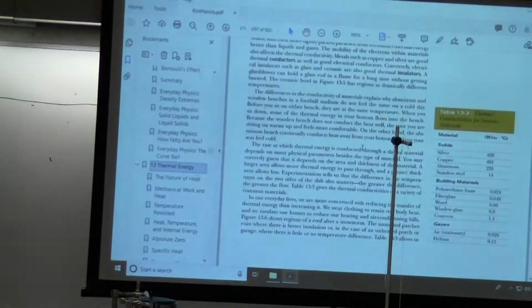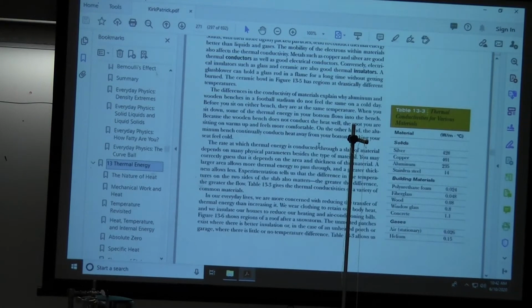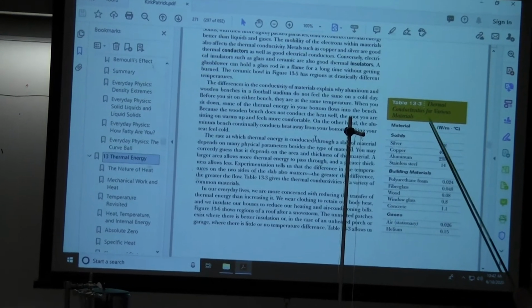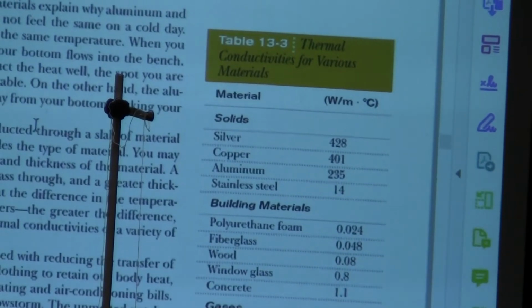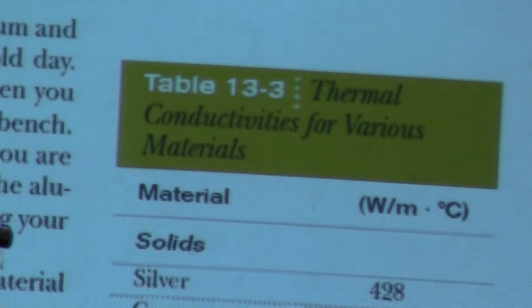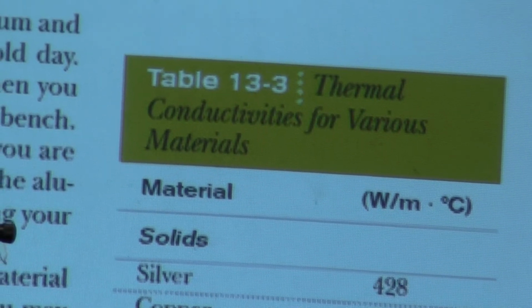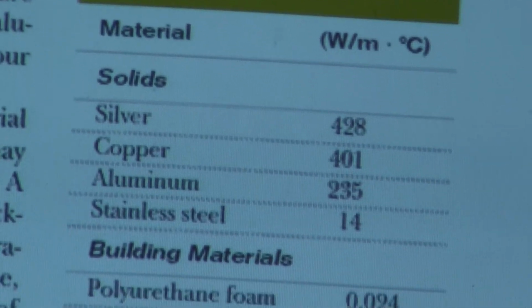And so I want to turn on your book here for a second and look again at chapter 13, and table 3 right here shows different materials, and it says, look, these materials will allow energy to go through them. They just take a while. And they're not the same.